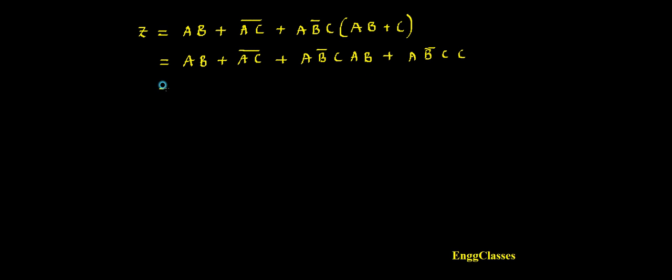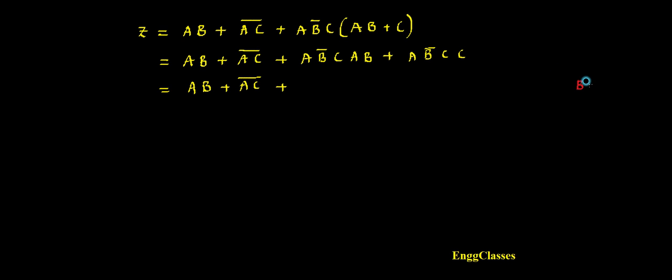Now let me consider this expression. The first two I did not do anything, so I will retain them as they are: AB plus (A into C) whole bar plus. Here I have got A into A, which leads to A, and I have also got B into B bar, which leads to 0. I said B into B bar is 0.